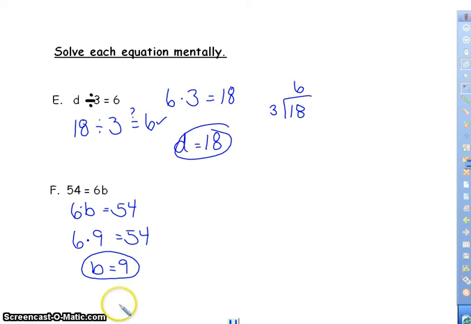All right, so this is the end of lesson 1.8, solving equations. Once again, this is a brief overview. We're going to go much more in depth in solving equations later on in the year.